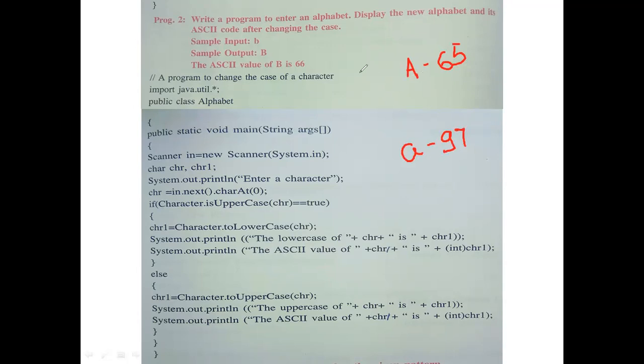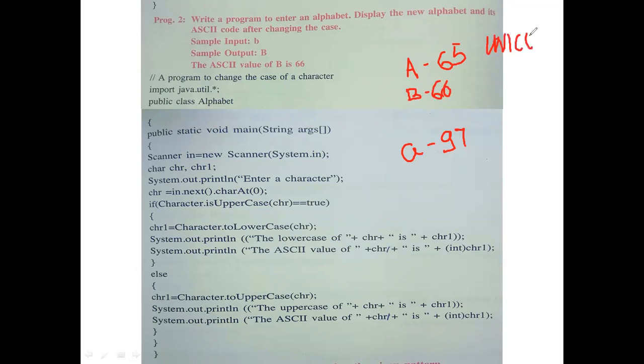So the concept is clear, right? If A is 65, capital B will be 66. Like that, the continuous numbers are there, up to 90, where we have Z. But now we can't use just ASCII coding. We use Unicode, the Unicode character set.